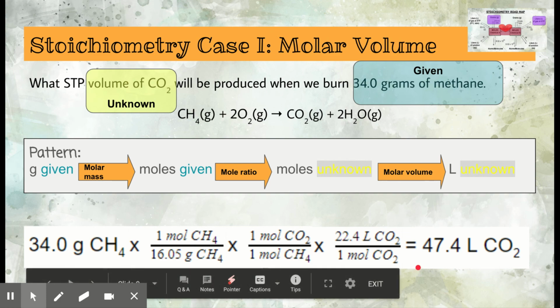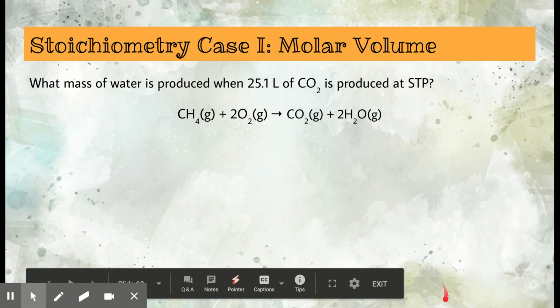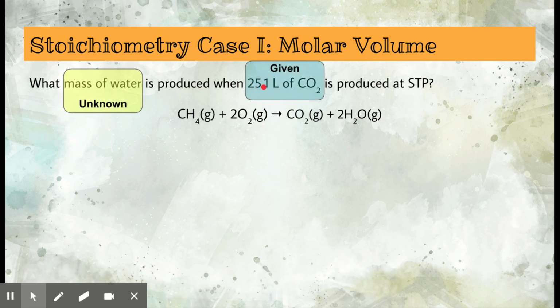So let's look at a second example. What mass of water is produced when 25.1 liters of CO2 is also produced at STP? So take a moment, pause the screencast, and try this problem on your own. So hopefully you had a chance to try this problem. Let's take a look at how we're going to get from my liters of CO2 to grams of water.